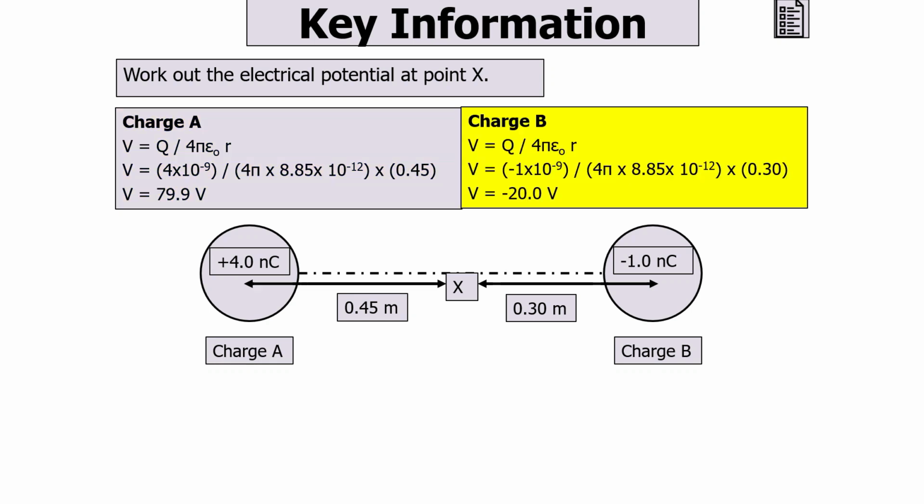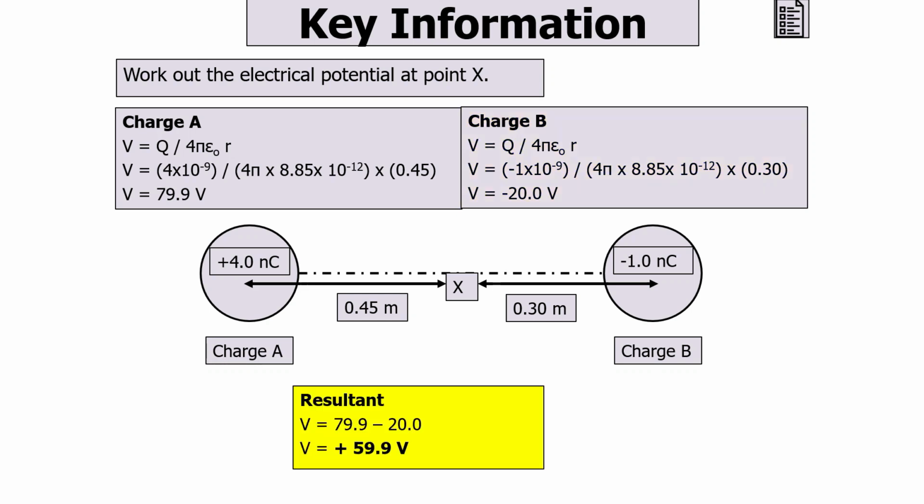We can then work out the electrical potential from charge B. So it's minus 1 times 10 to the minus 9 over 4 pi epsilon 0 times 0.30, which is minus 20 volts. The resultant, again, is the two summed, which is the subtraction, so it's plus 59.9 volts.